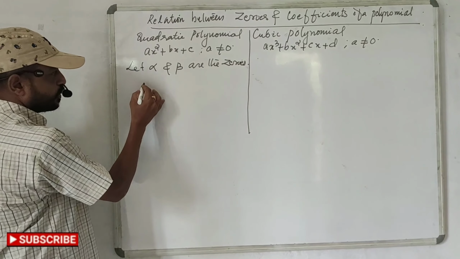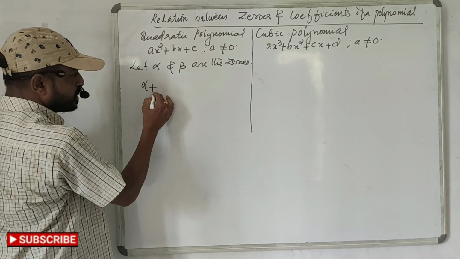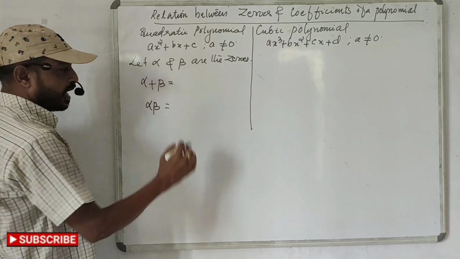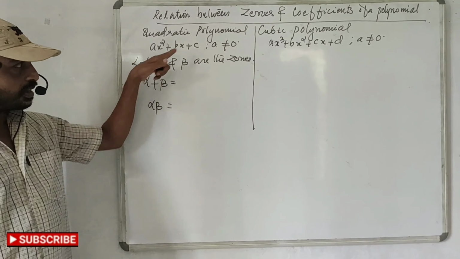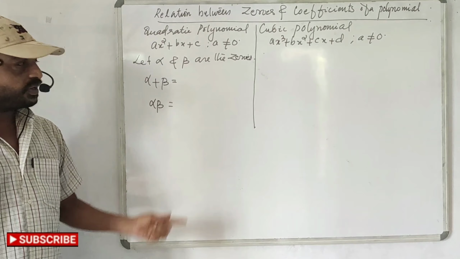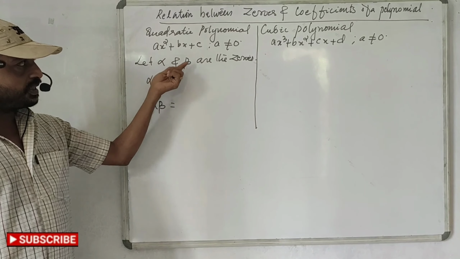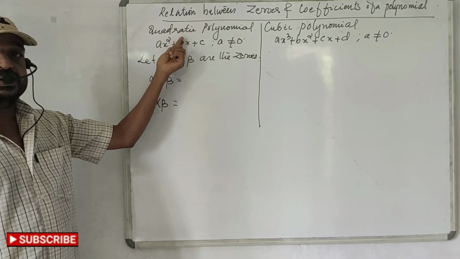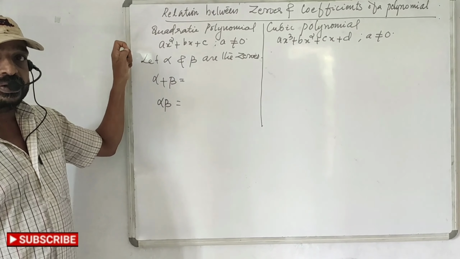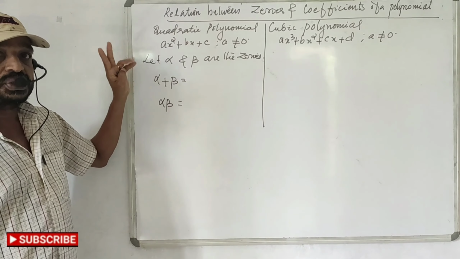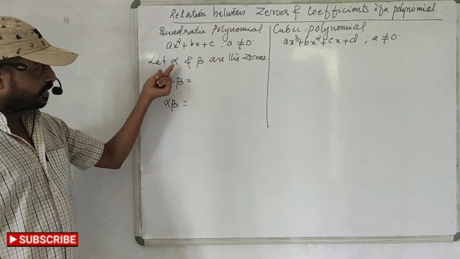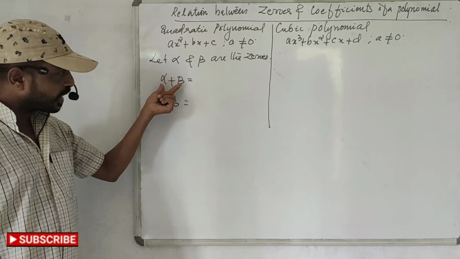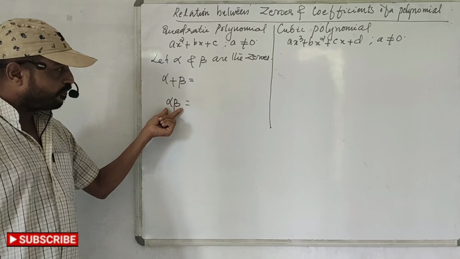So we can find the sum of the zeros, alpha plus beta, and the product of the zeros, alpha into beta. Why are we taking alpha and beta as the zeros? Because this is a quadratic polynomial, and a quadratic polynomial will have two zeros. And we are taking the zeros as alpha and beta.